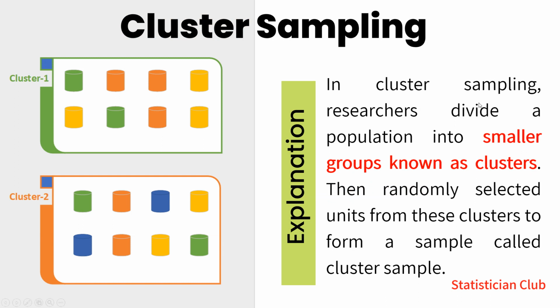In cluster sampling, researchers divide the population into smaller groups known as clusters. For example, if you want to study a district, we select clusters of its tehsils. So tehsils are its clusters. Then we randomly select units from these clusters to form a sample, and from these tehsils, meaning these clusters, we select a sample. This sample is called a cluster sample.